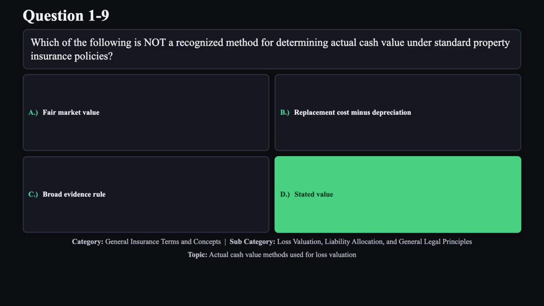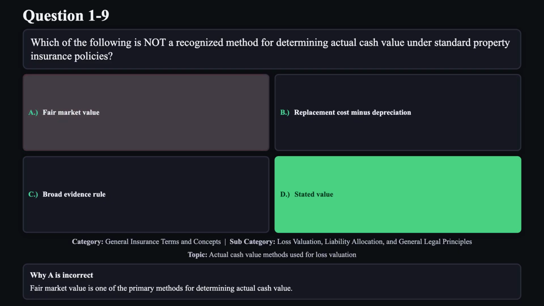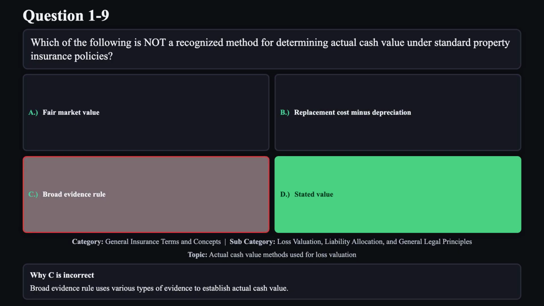The correct answer is D. Stated value is not a method used to determine actual cash value. The other three are standard ACV valuation approaches. Reason A is not correct. Fair market value is one of the primary methods for determining actual cash value. Reason B is not correct. Replacement cost minus depreciation is a standard approach for calculating actual cash value. Reason C is not correct. Broad evidence rule uses various types of evidence to establish actual cash value.